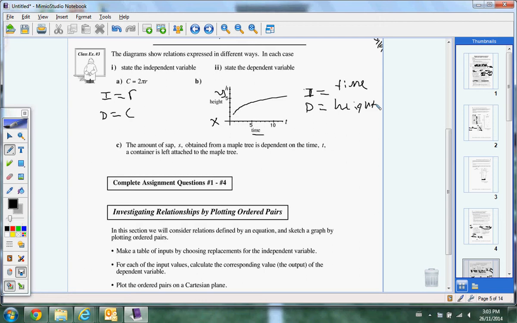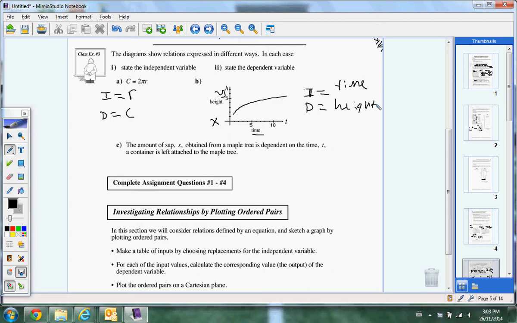Okay, and then it says the amount of sap, S. Oh, it's actually the word sap. I was like, is that a special formula? Okay, I'm really in math mode. The amount of sap S obtained from a maple tree is dependent on time T the container is left attached to the maple tree.